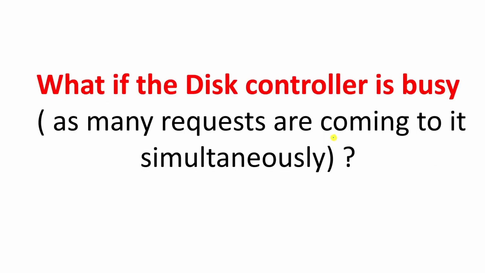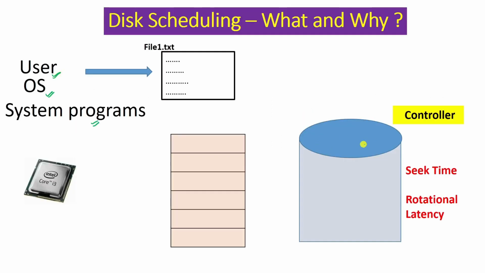Now let's say so many requests are coming simultaneously and the disk controller is busy. That means if this hard disk controller is opening this file file1.txt, let's say this request name is R1, and let's say a lot of requests from the operating system and the system programs are also coming. So what will happen? The request R1 will be getting fulfilled by the controller. That means it will be reading or writing this data from the hard disk.